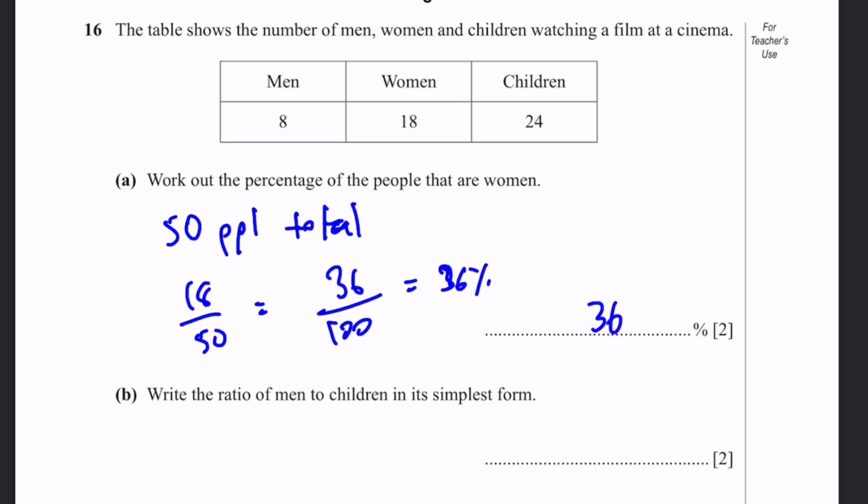B. Write down the ratio of men to children in simplest form. The ratio of men to children is 8:24. That's equal to 1:3 in simplest form.